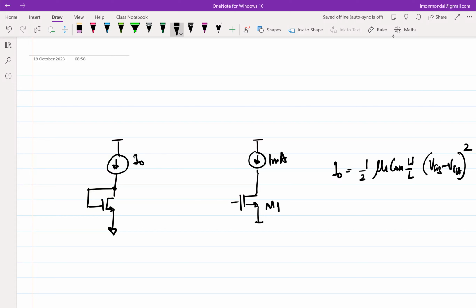So I know mu n Cox, right? I know W by L. All I need to do is to find out the appropriate gate to source voltage, and I take a voltage source and connect it like this. Okay, so I can do that in principle. If I'm in the lab, I can do this.